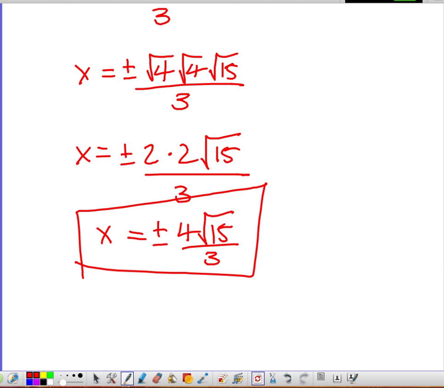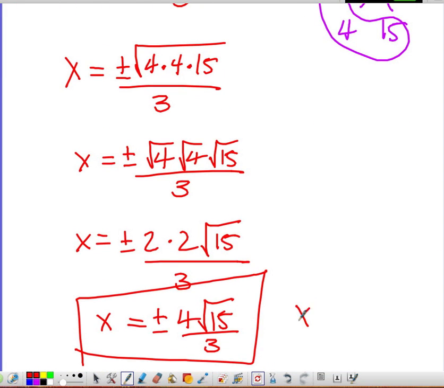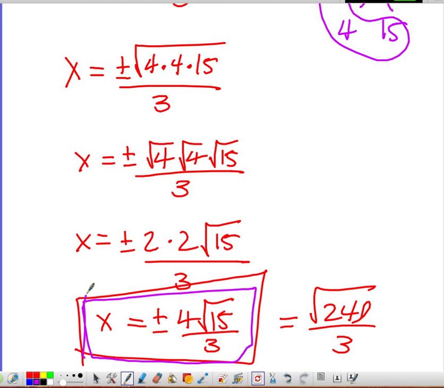And so notice we started with this being equal to the square root of 240 divided by 3. This is the simplest form that you want to leave your answer as.